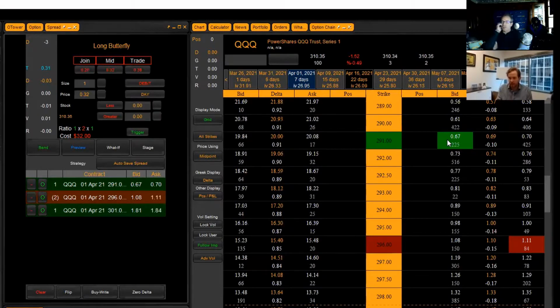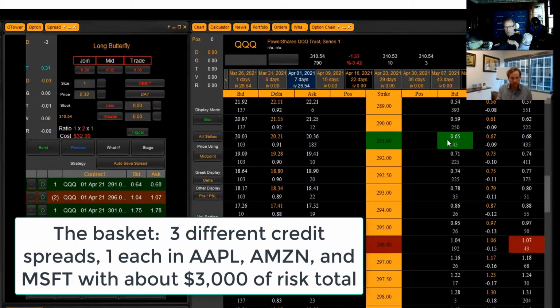So you said $500 times 6 is 3,000. You mentioned your risk on the credit spreads as being that same roughish number, 3,000, right? Right. Okay, good. So they offset each other. That's awesome. Okay, go ahead.